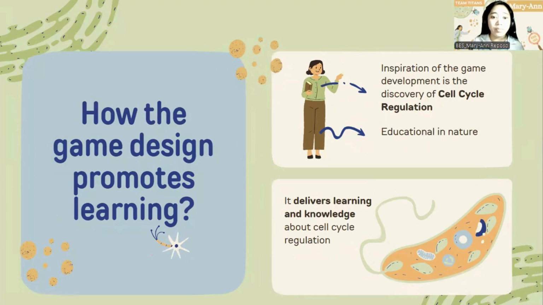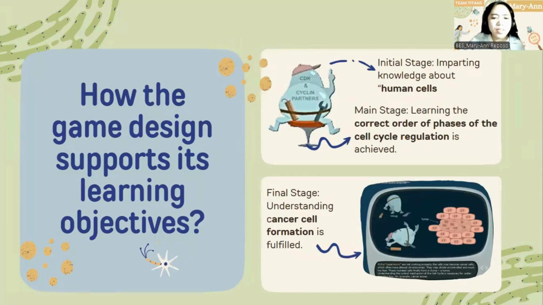Let's talk about how the game design promotes learning. First, the game's development is inspired by a discovery in the field of physiology, which is the cell cycle regulation. Secondly, the game is designed to deliver learning about cell cycle regulation, which is apparent in 3 different parts or stages of the game. How about the game's learning objectives?